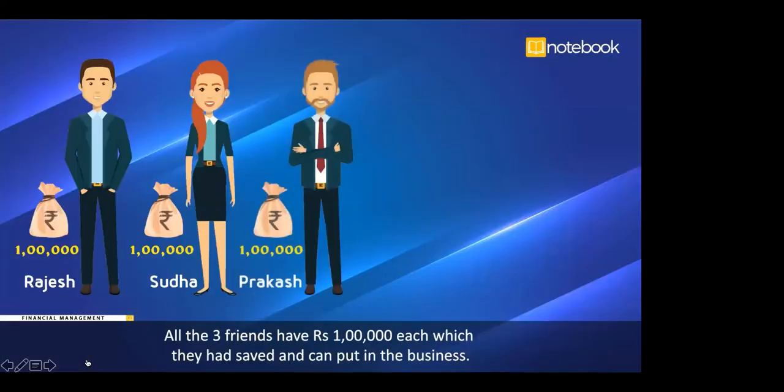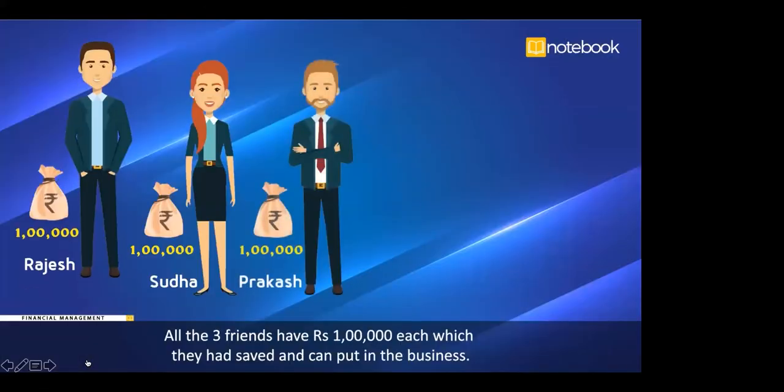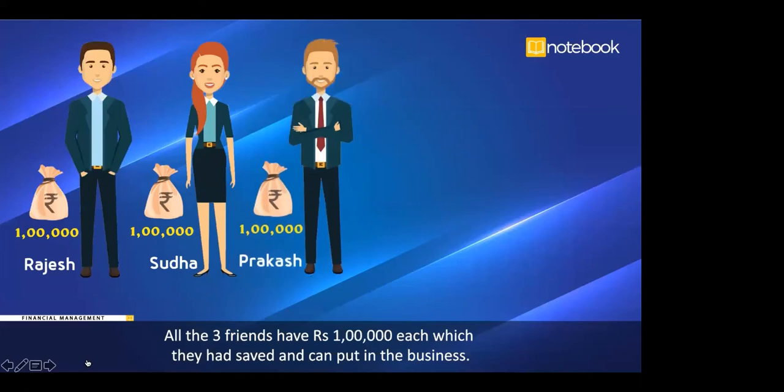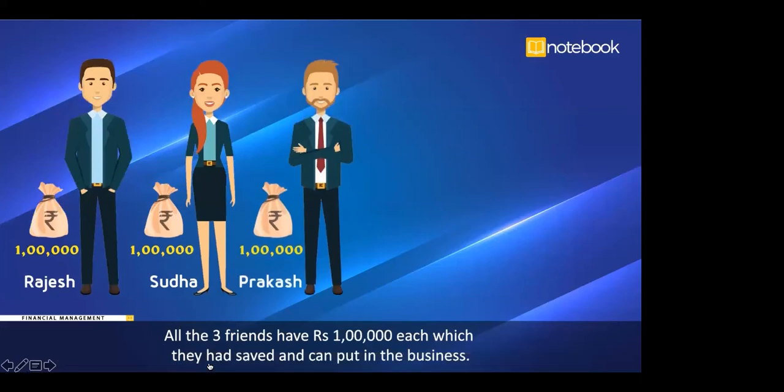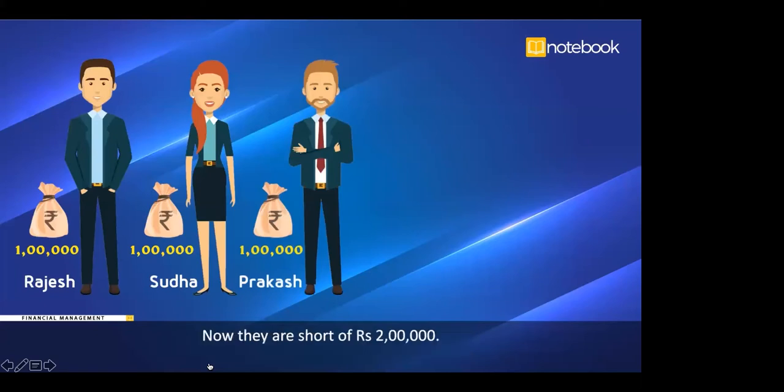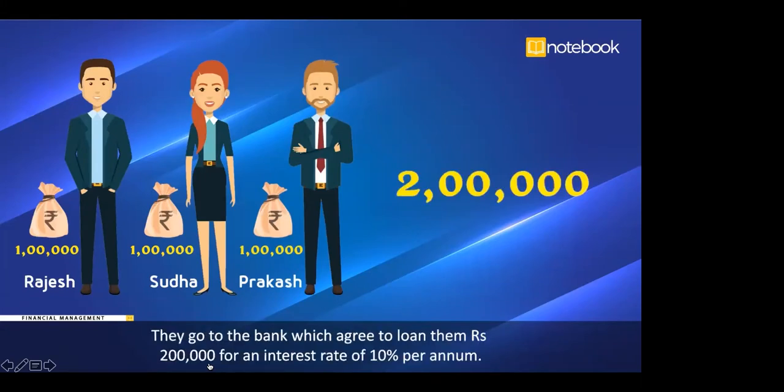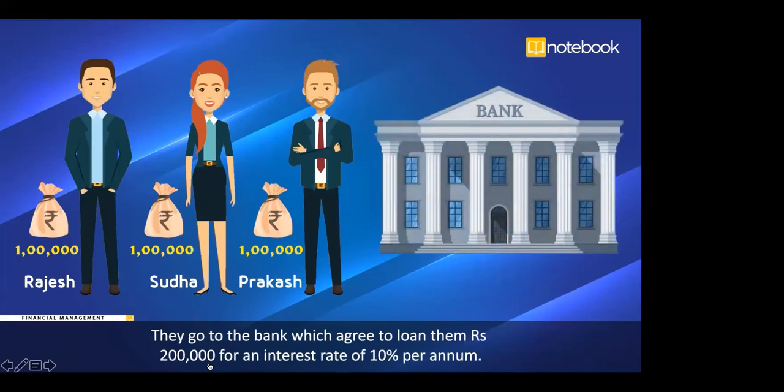All the 3 friends have rupees 1 lakh each, which they have saved and can be put in the business. Now they are short of rupees 2 lakhs. They go to the bank, which agrees to give them a loan for rupees 2 lakhs.